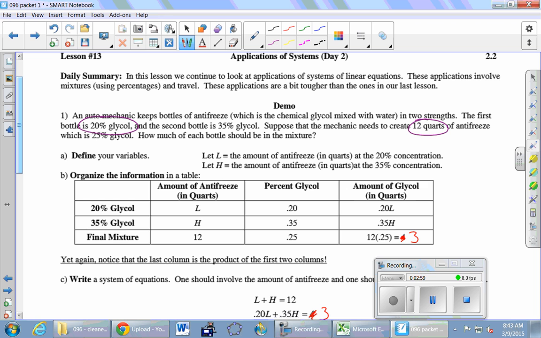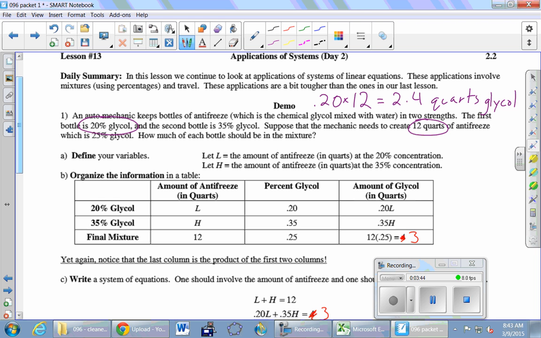So how about I say we try the 20%, all 12 quarts being the 20%. So I think that's 2.4. So if we had 12 quarts entirely of that 20% solution, then we would do 20% times the 12. And that would tell us that 2.4 quarts out of the 12 were this chemical glycol, and the rest of it is water. Fair? Okay, so the question is how much of each bottle, each of the 20 and the 35% bottles, should be in the mixture.